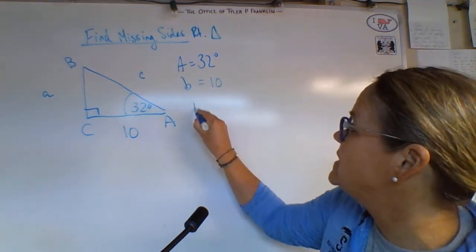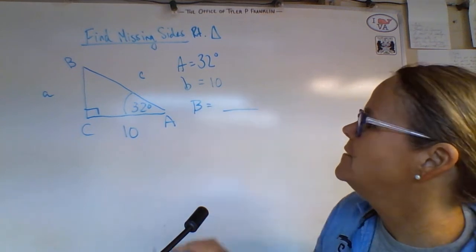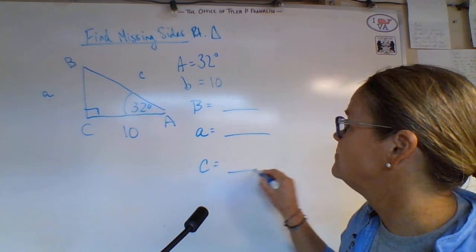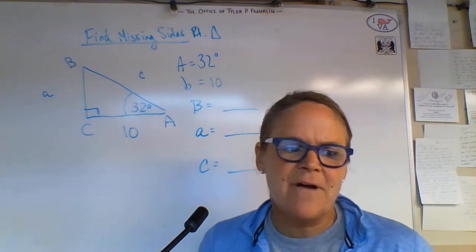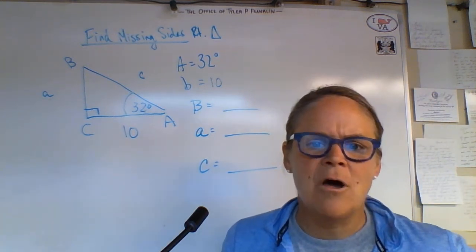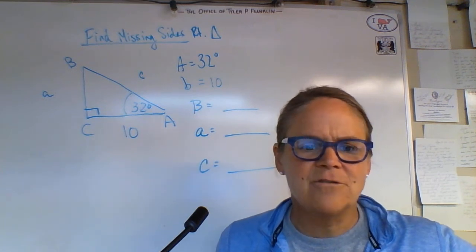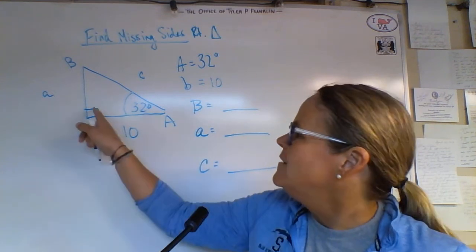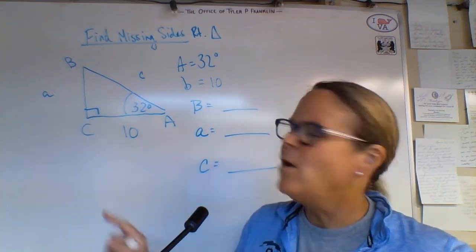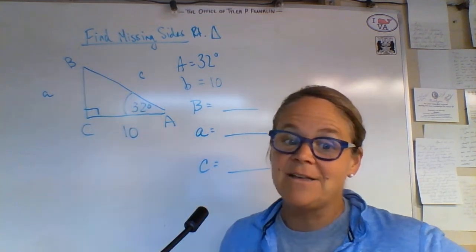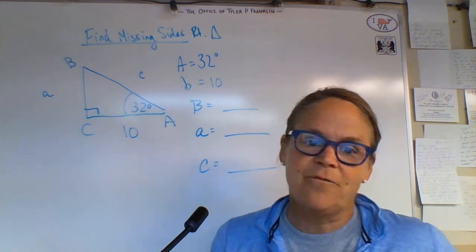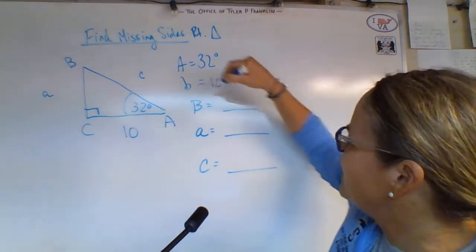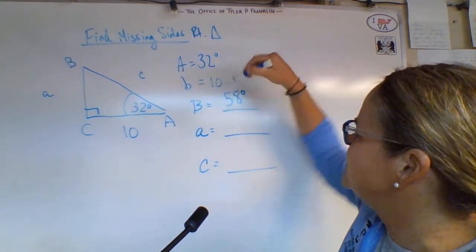So you're missing angle B, and you're missing side A and side C. The easiest one to find is the angle, because you know, I hope, the angles of a triangle add up to 180 degrees. So you have a 90, no matter what. Those 2 have to add to the other 90. So the easiest way is just take 90 minus 32. That gives you 58 degrees.